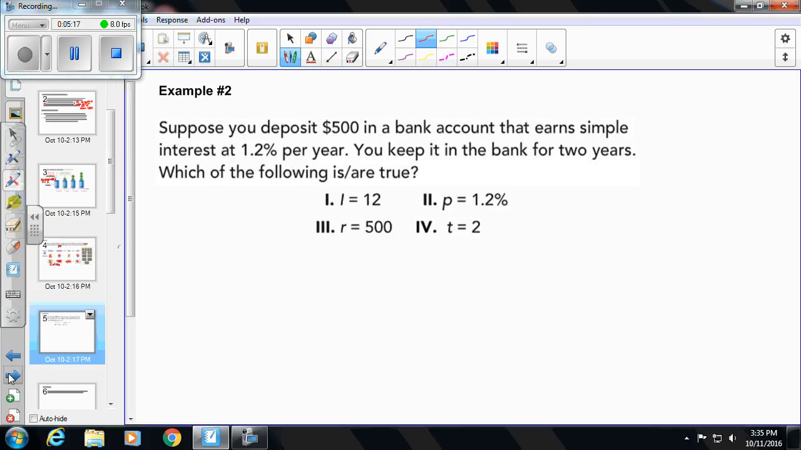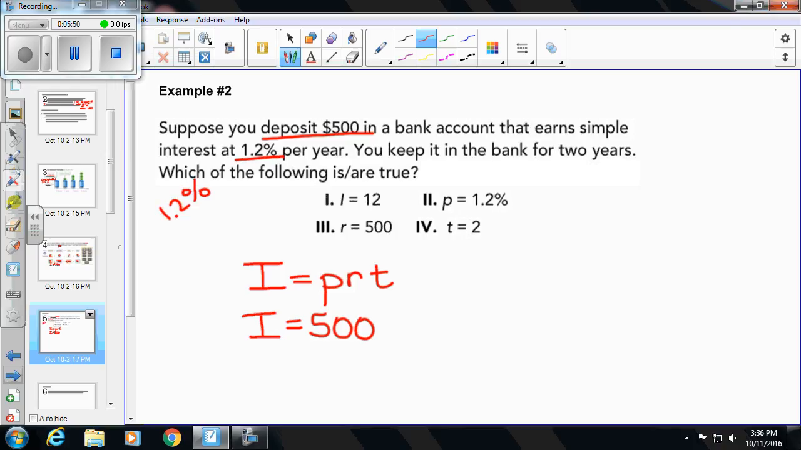So suppose you deposit $500 in a bank account that earns simple interest at 1.2% per year. You keep it in the bank for 2 years. Which of the following is or are true? So let's calculate our formula. Interest equals principal times rate times time. Interest equals, my principal is 500. Rate is 1.2. So if I do that off to the side, 0.012 for my rate.